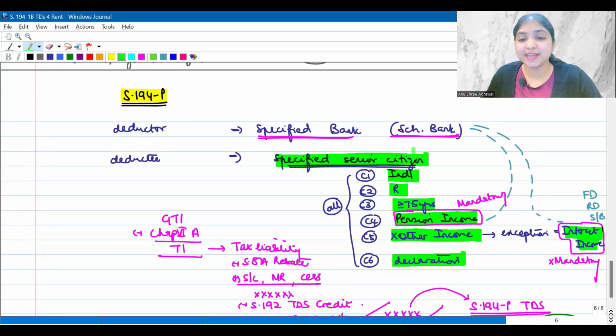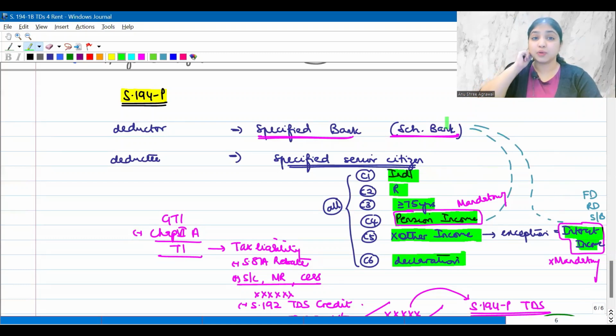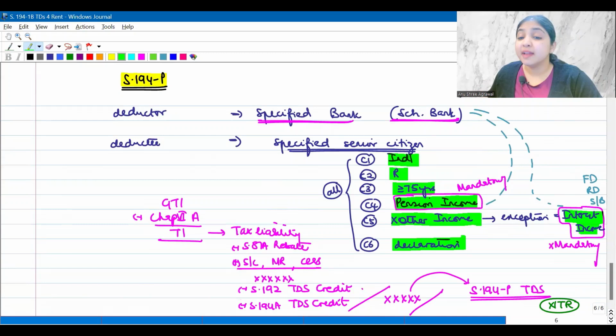Remember, specified senior citizen, at least 75 years old, should have pension income. At the maximum, any other income, at the maximum, only interest income he can have, that too from the same bank only. And remember, if tax is deducted under 194P, then the deductee need not even file his ITR. This was section 194P, guys.